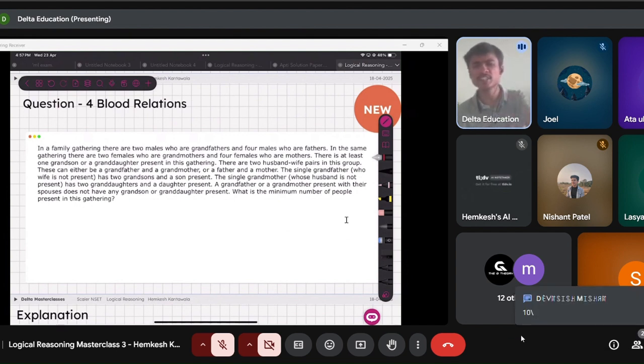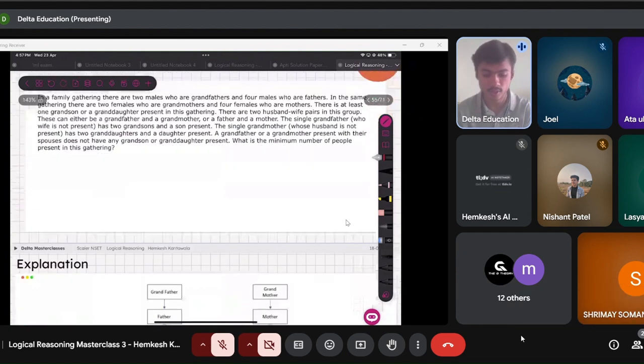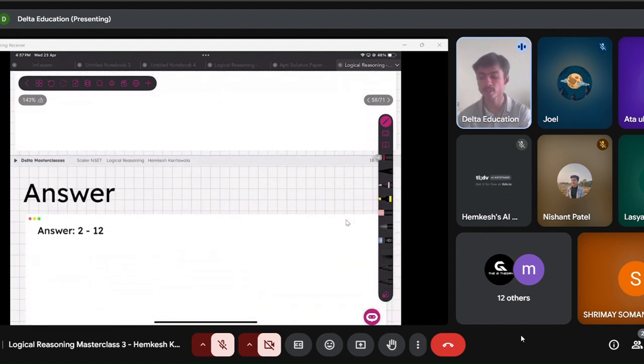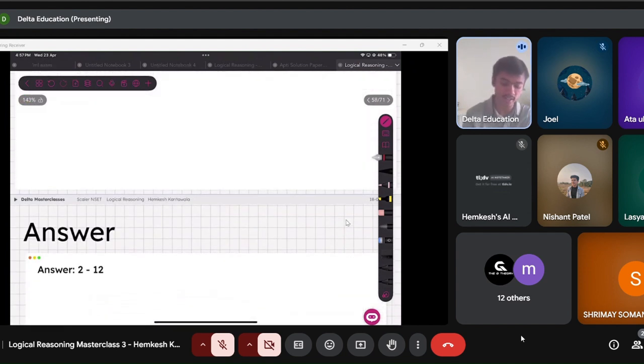See, everything is given in the question. The answer is in the question itself. So Devashish gave 10. So let me check the answer. Answer 12. Okay, 12 is correct. Shwetang got it correct this time.